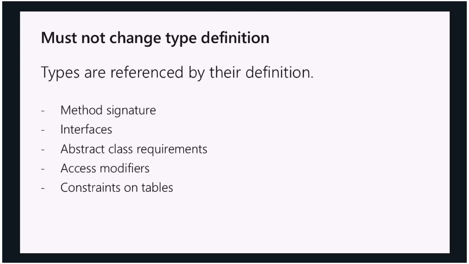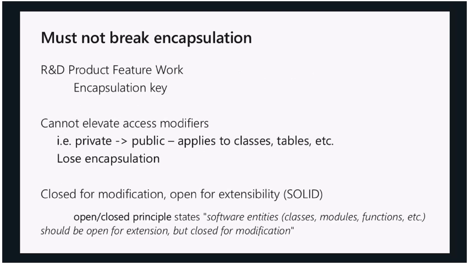So as I was saying, what determines a type for either a class or a form are all these things: method signatures, their interfaces, the abstract class requirements against them, the access modifiers of the methods themselves, and even constraints on the tables, which is one of the reasons you see us not allowing the index changes on tables. So in general, the guideline is that we cannot break encapsulation. We have published an API as per the 8.0 and 8.1 releases, and we must encapsulate any changes below that level of those API, which is essentially the type definitions.